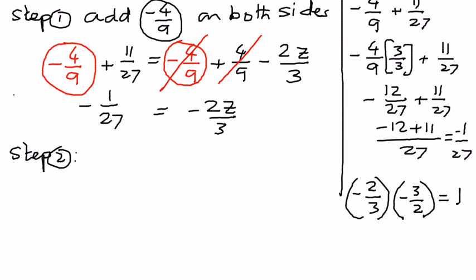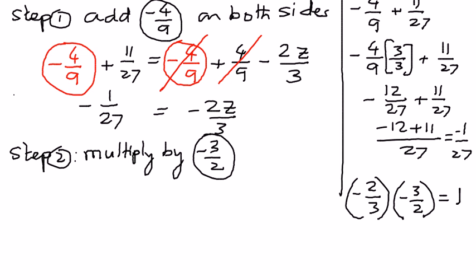Negative times negative is a positive. 2 in the numerator, 2 in the denominator cancels out. 3 in the denominator, 3 in the numerator cancel out, leaving us with 1. So therefore we're going to say multiply by the reciprocal, which is negative 3 over 2 on both sides of the equation.